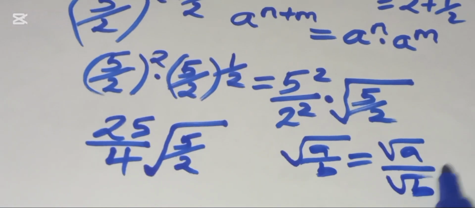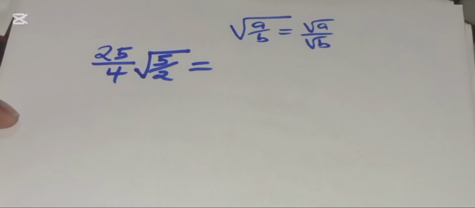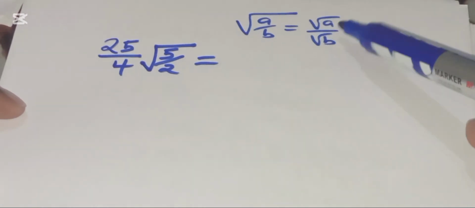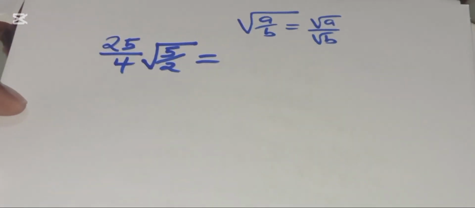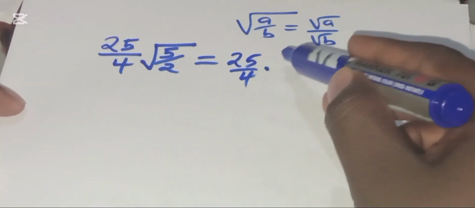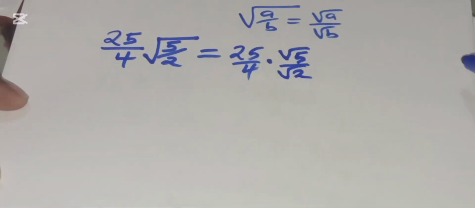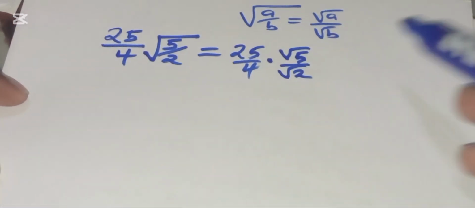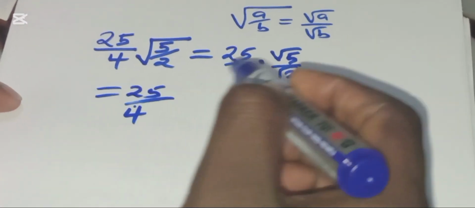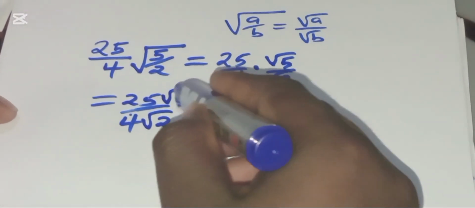Now applying this property, we'll have 25 divided by 4 multiplying by the square root of 5 divided by the square root of 2. Alright, now from what we have here, this is the same thing as 25 divided by 4 multiplying by the square root of 5 over the square root of 2.